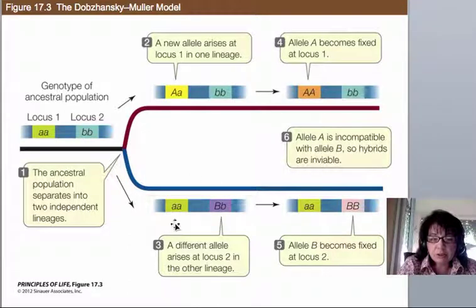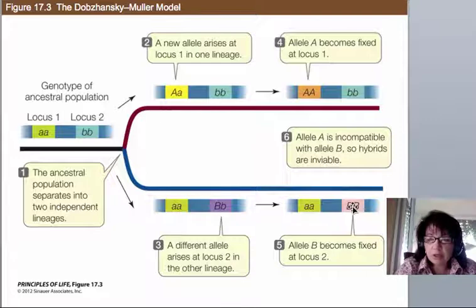So maybe this species gets separated by a geographical barrier somehow or another. And the A allele mutates just at this locus and becomes a capital A. Over time, that gets kept in the population. Now we have two capital A's. Notice it's a different color. Same thing happens down here. Maybe the B allele changes, and that gets kept in the population, and now it's a capital B.